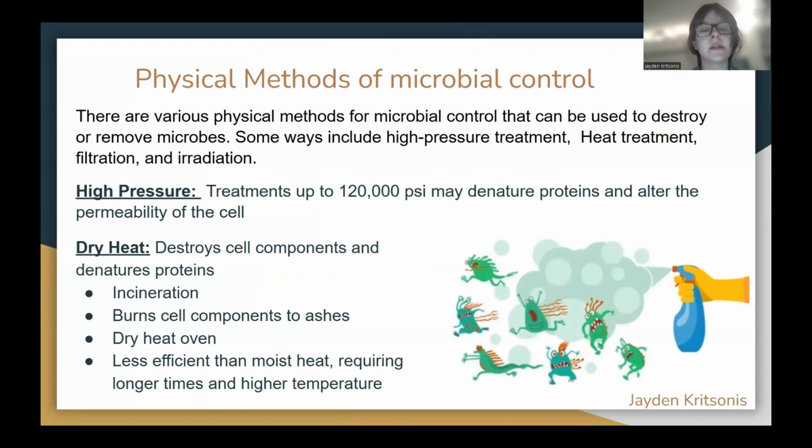So high pressure treatments up to 120,000 psi may denature proteins and alter the permeability of the cell. Dry heat destroys cell components and denatures proteins. Incineration burns cell components to ashes. Dry heat oven is less efficient than moist heat, requiring longer times in operation.